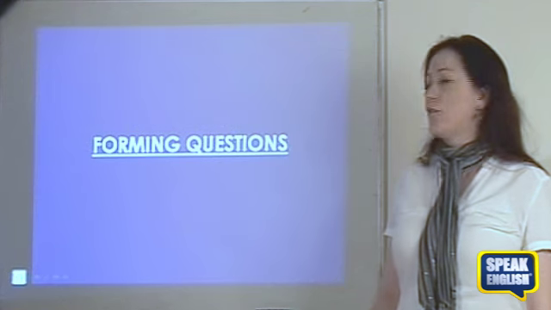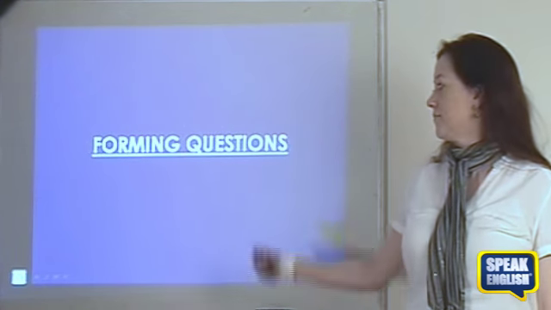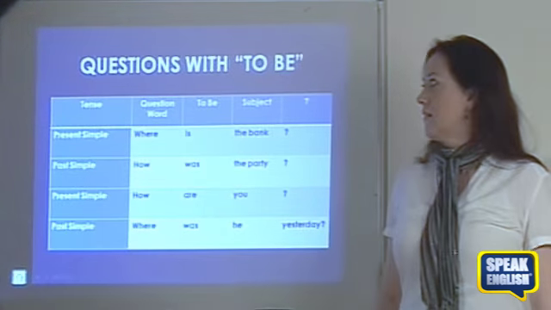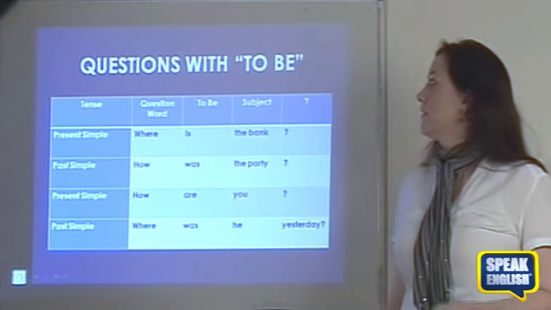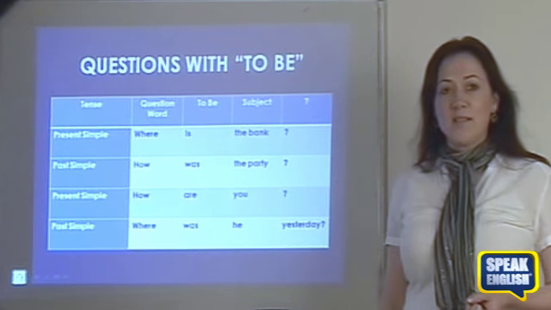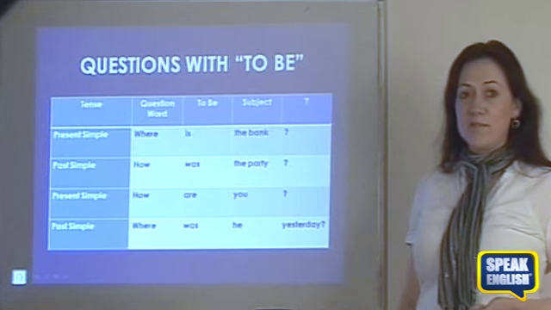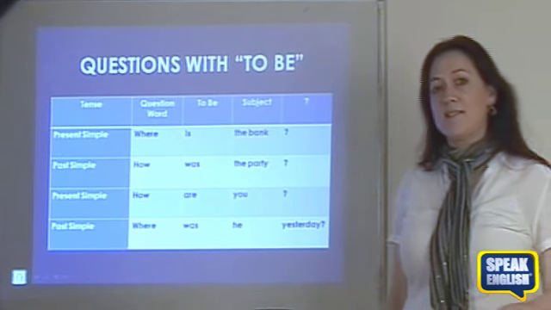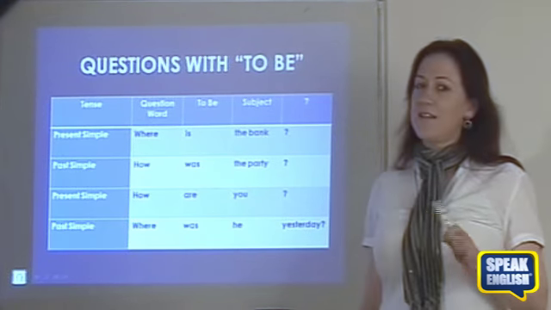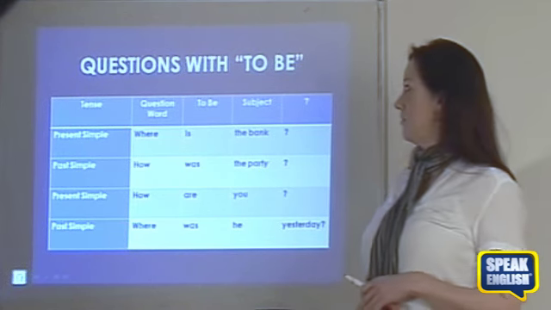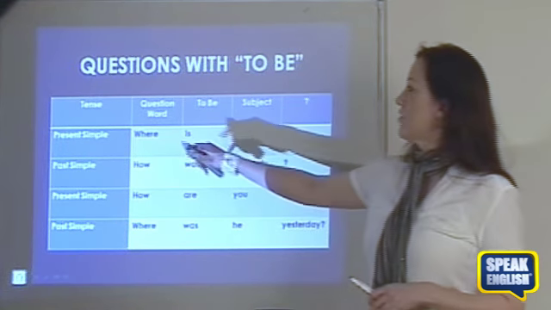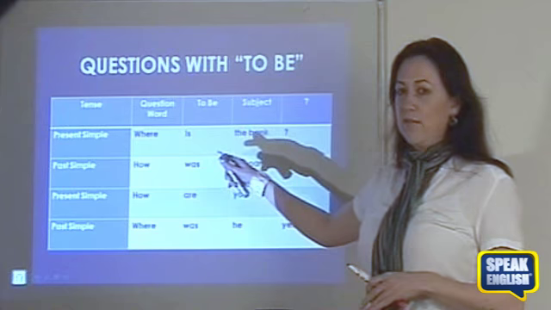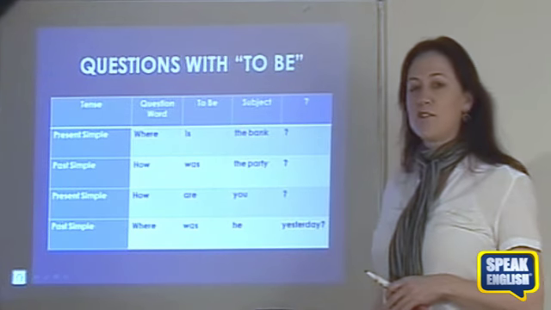About forming questions in English. The first questions we're going to look at is forming questions with to be. Now, to be is the first verb that you learn in English, and it has its own rules, so it follows a slightly different pattern to other verbs. We start with a question word, then the to be, and the subject of the question.